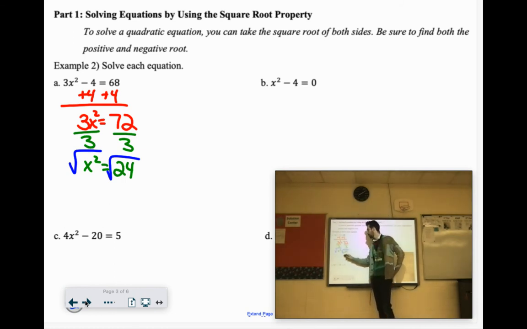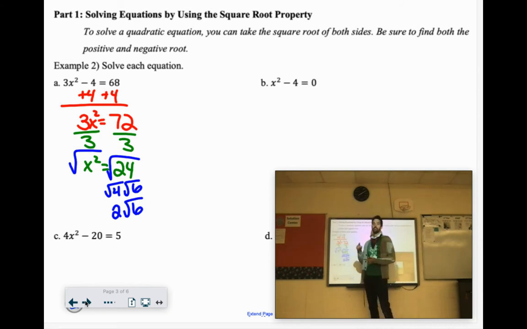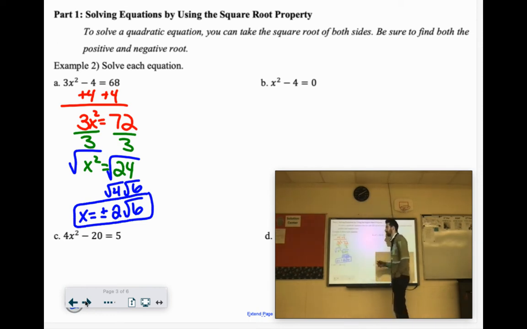So take your perfect squares. 24 is 4 times 6. Square root of 4 is 2. So we get 2 root 6. But when you're solving equations, you have to give the positive and negative version of that, because the square root of 4 could be 2, but it can also be negative 2. So the way we're going to write that is x equals plus or minus 2 root 6. That shows positive 2 root 6 and negative 2 root 6. Or you can list them separately. I like that way better.